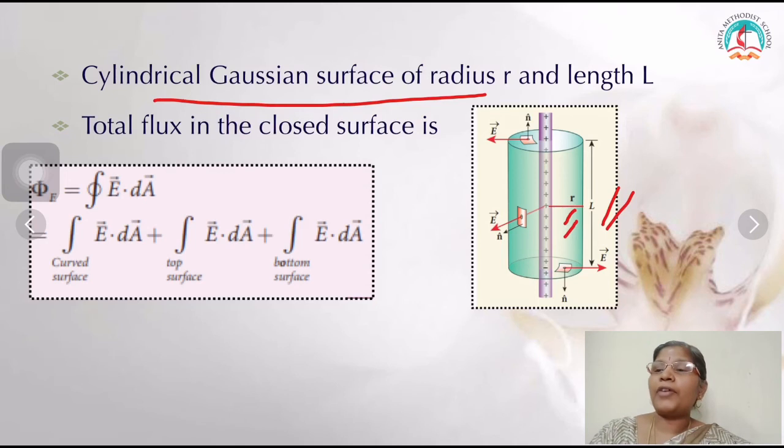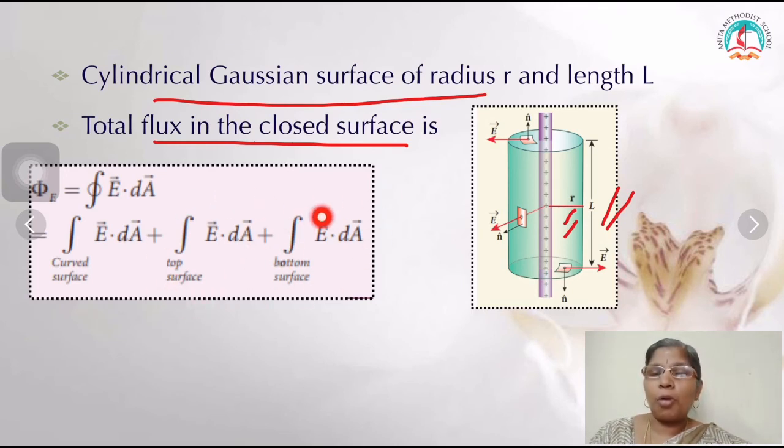You are calculating the value of the total flux through the closed surface. How do we calculate the total flux through the closed surface? I am dividing it into three components: one is the upper cap, the top surface; another is the bottom surface; and the third is the curved surface area. So I want the total flux, which is the closed integration of E dot dA. The first integral is for the curved surface, the second for the top surface, and the third for the bottom surface.